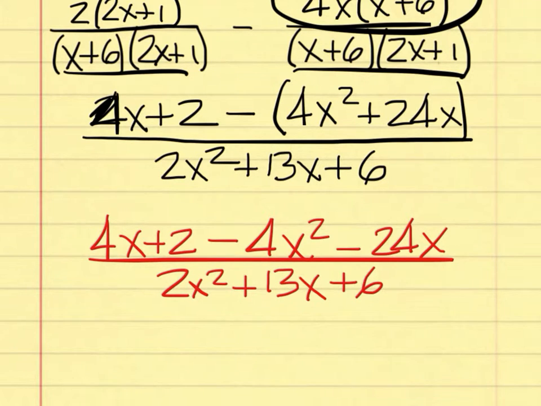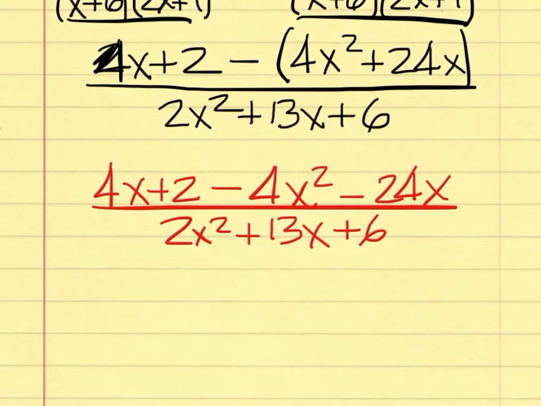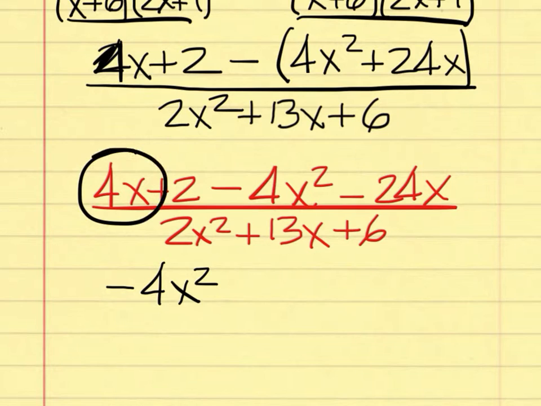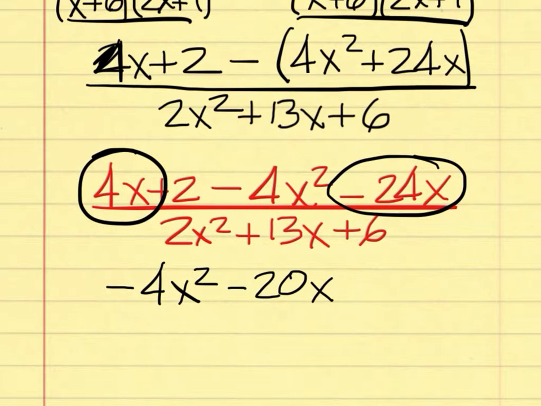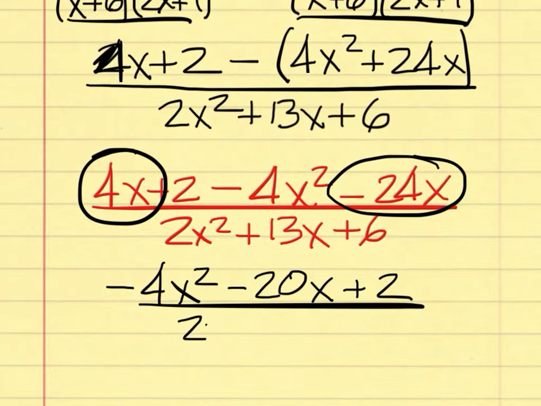Simplify the top to come up with a minus 4x squared, and then 4x minus 24x is a negative 20x. Don't do anything like writing plus 28x. That would be awful. And then you'll have plus 2 at the end. So your denominator is the same.